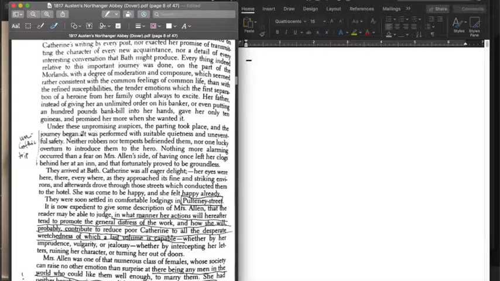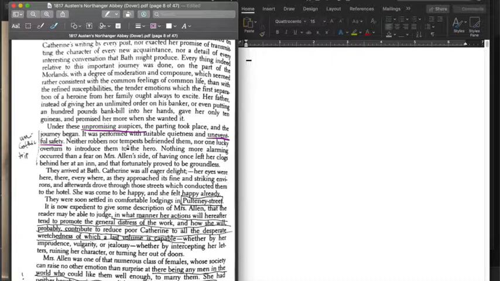Under these unpromising auspices, so, like, this is not promising for our heroine, right? The parting took place and the journey began. It was performed with suitable quietness and uneventful safety. Uneventful safety. Like, this is an example of tone here, right? That should be a good thing. It should be good that you're safe, but it's not good for Catherine because Catherine wants to have an adventure. She wants to be a heroine in a novel.